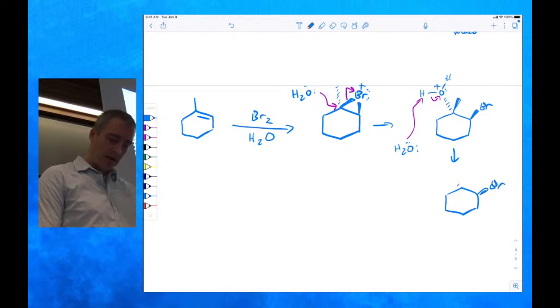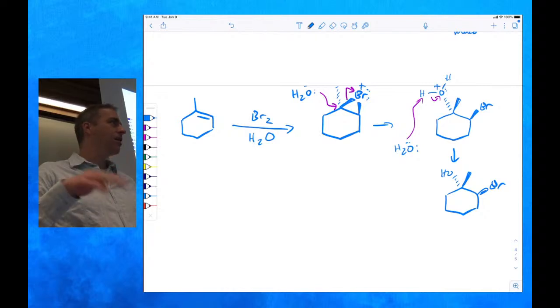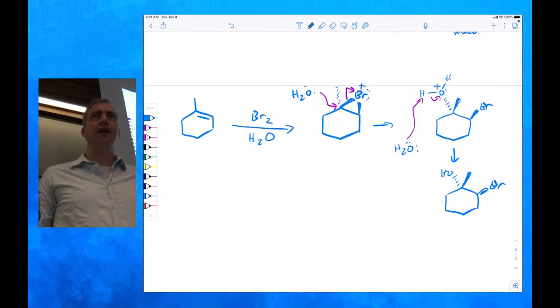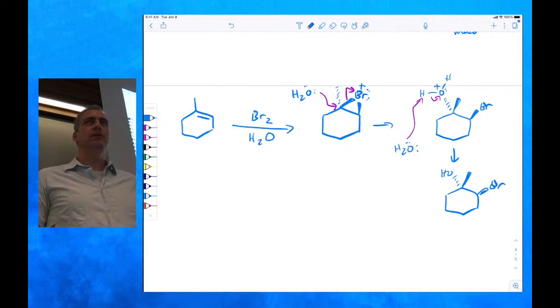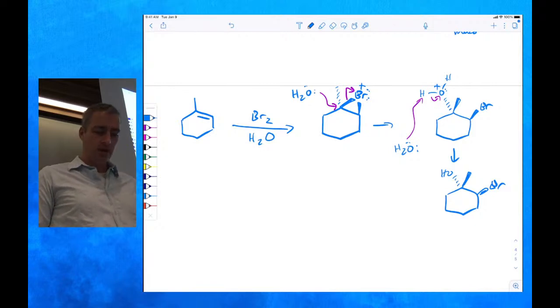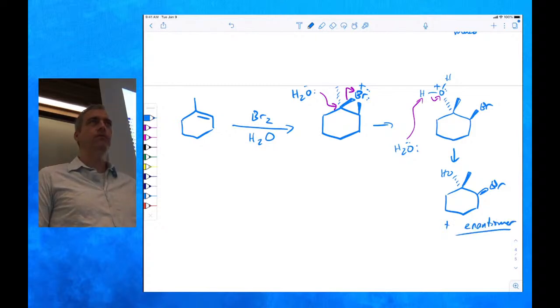Br, HO. So we call these things vicinal halohydrins. The OH and the Br, that makes it a halohydrin. Halo is the halogen, and hydrin is the water. Vicinal means they're on adjacent carbons. The OH and the Br are trans to each other. This is a chiral molecule, so you'll also get equal amounts of its enantiomer, a 50-50 mix of the two.